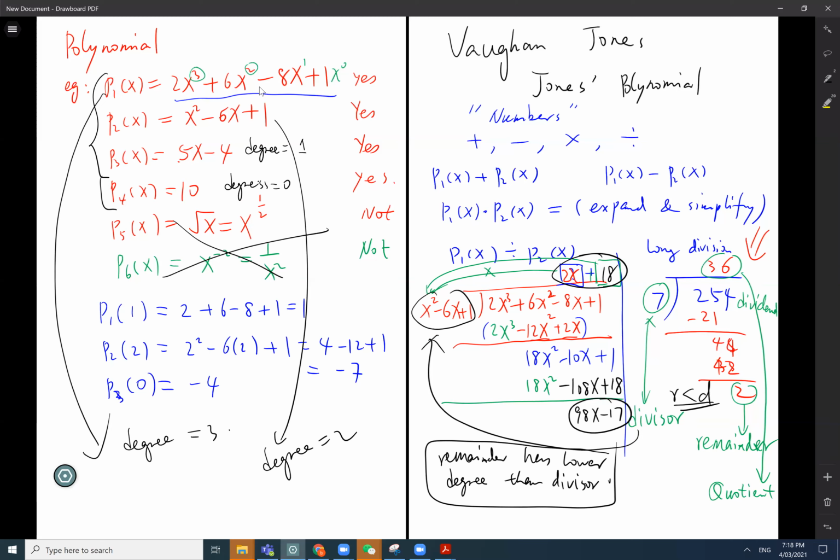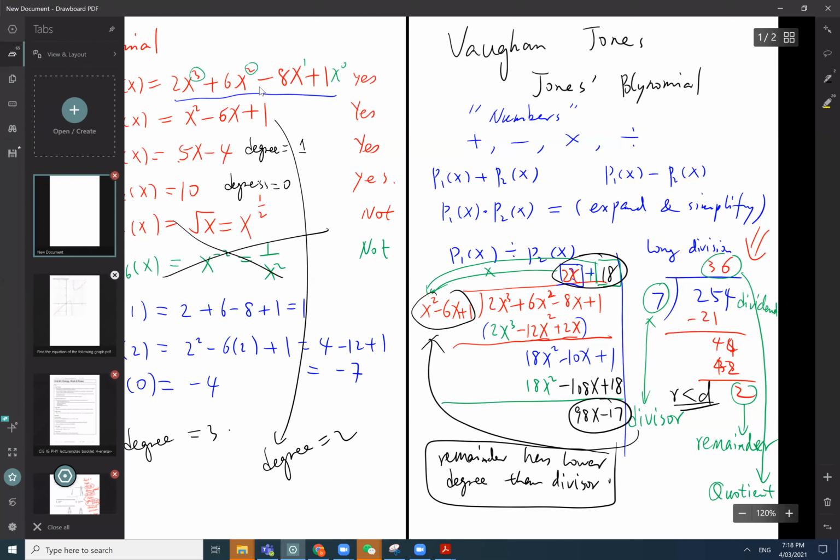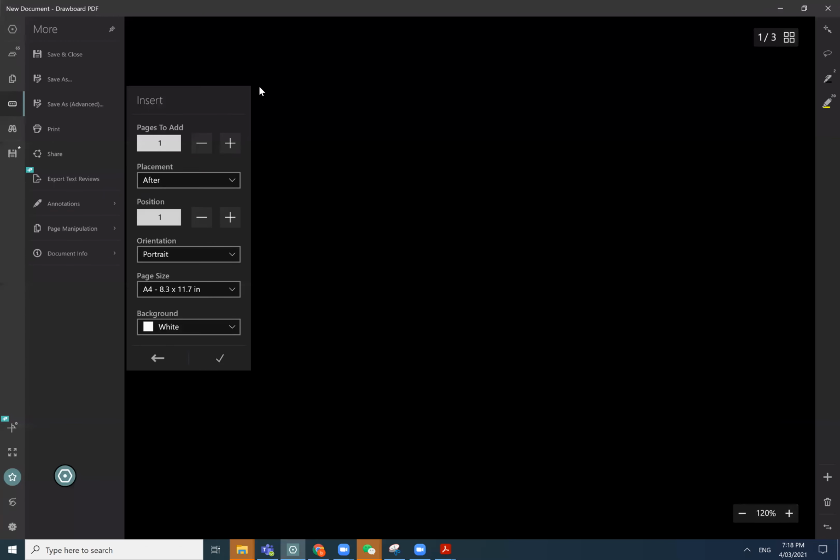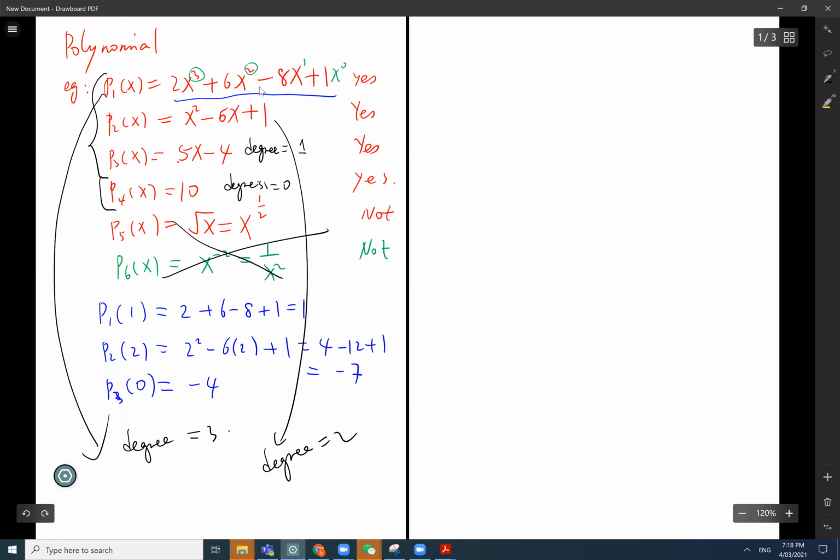Let's check more division. We try to make the question a little bit easier, because this number is too big, 108. More division, for example, we still use this P1. P1 divided by x minus 1, what's that? And the remainder is, this is the quotient.